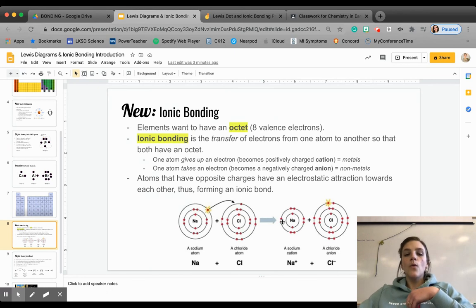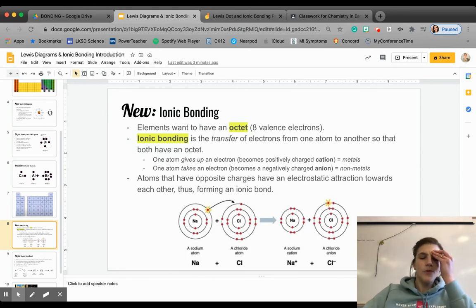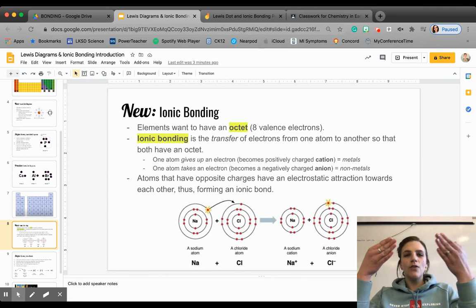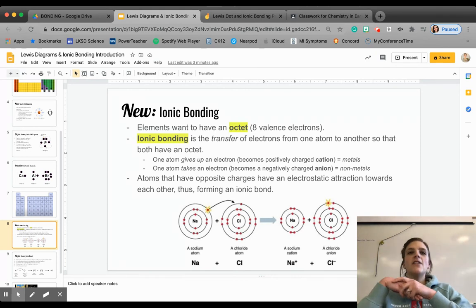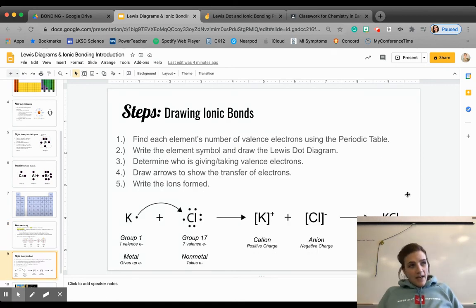Now, once we transfer those electrons, right, then there's this difference of charge. There's a positive atom and a negative atom. And you should remember from super basic physics a couple years back, positives and negatives are going to attract, right? And if they do that, we've officially formed an ionic bond. Those atoms are bonded together. So when you use Lewis dot diagrams to draw an ionic bond, here's some steps that you can take.